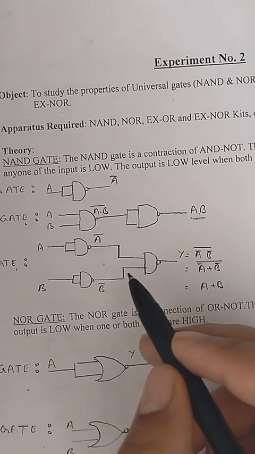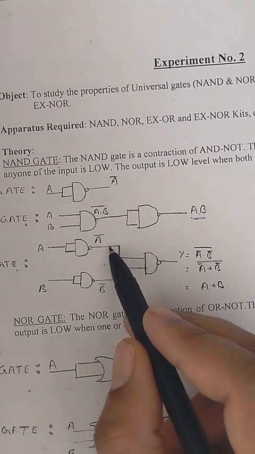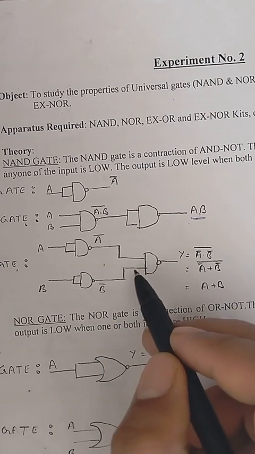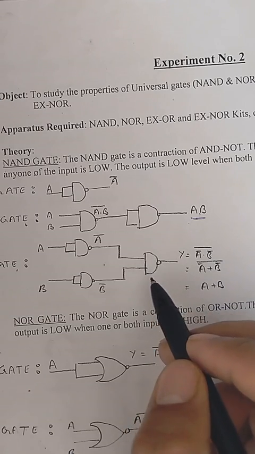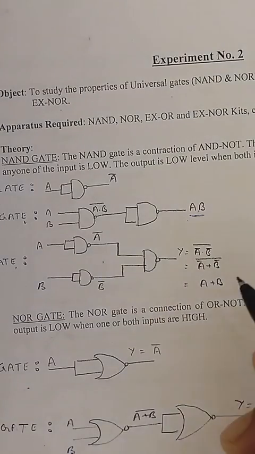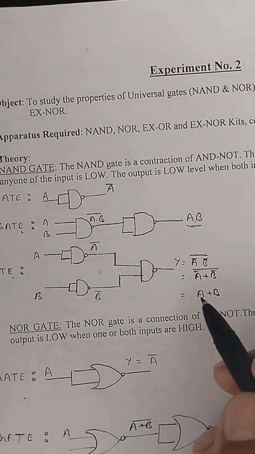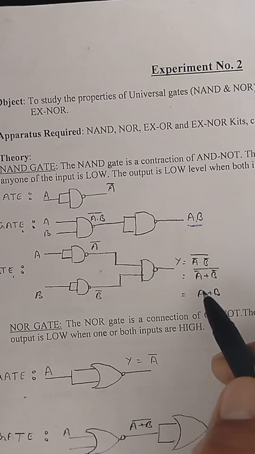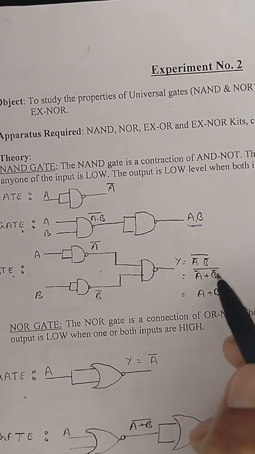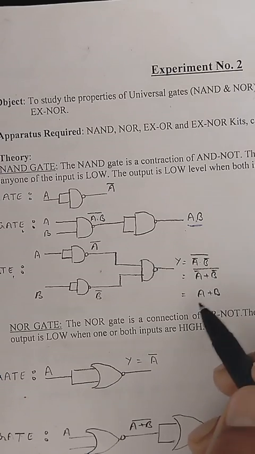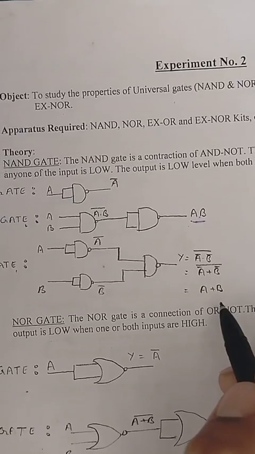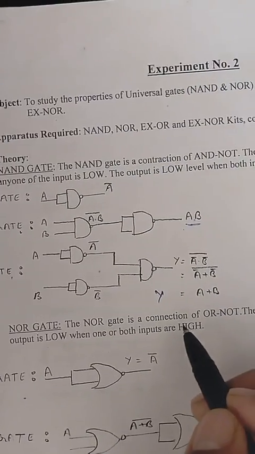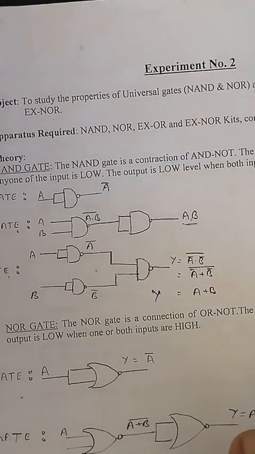Now the output of the first NOT gate and the output of the second NOT gate we will apply at the input of this NAND gate. Now the expression will become (A bar dot B bar) whole bar. It will cancel out and become A plus B. A plus B is the expression for the OR gate.